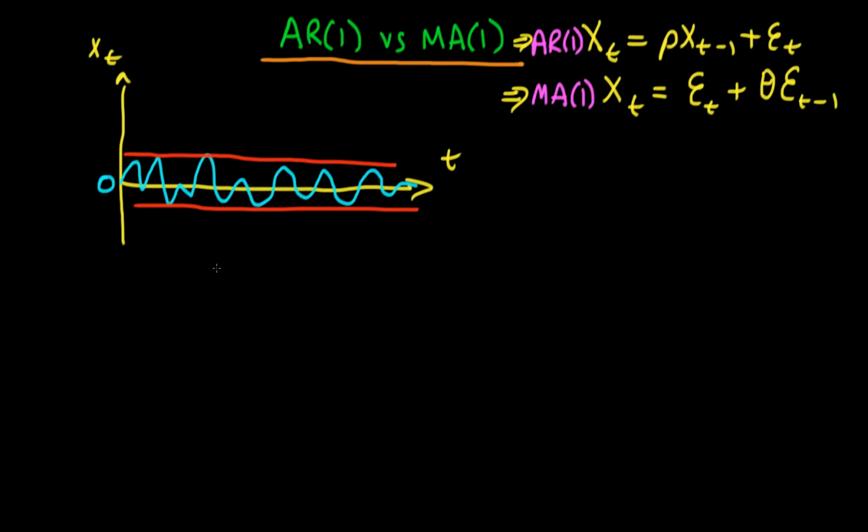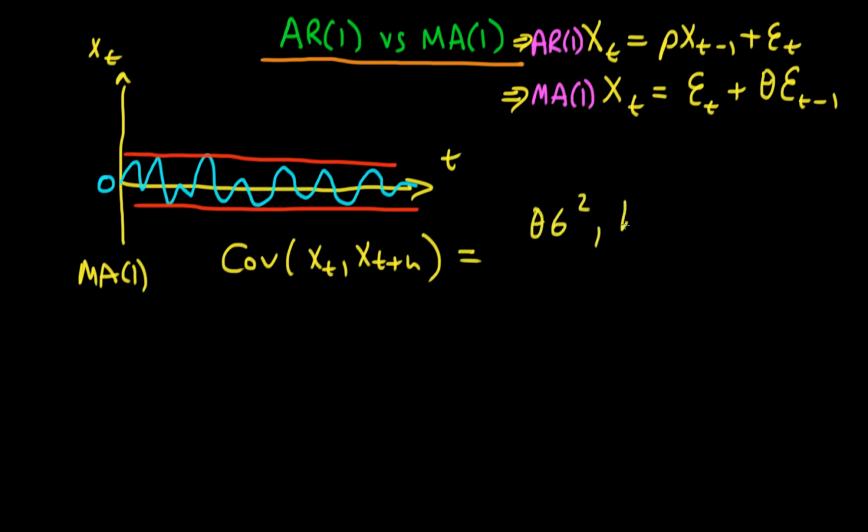Okay, so that's how we diagnose if it is an AR1 process or an MA1 process. How do we decide between them? Well, in order to do this, we need to look back to what we derived before for the covariance of an MA1 process. So looking at an MA1 process, we derived that the covariance between xt and xt plus h was equal to, if we had h equal to 1, theta times sigma squared. If h was greater than 1, we found that the covariance was equal to 0. So we had this type of covariance structure.